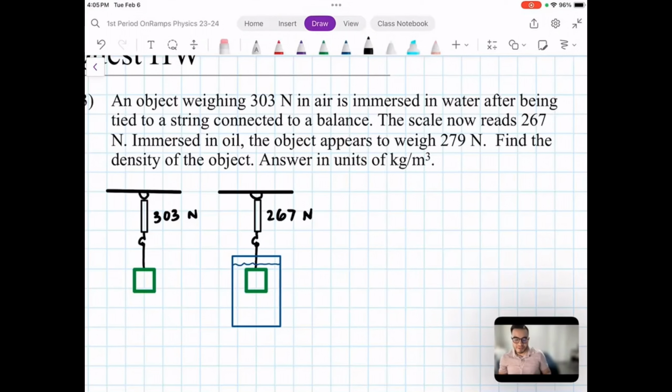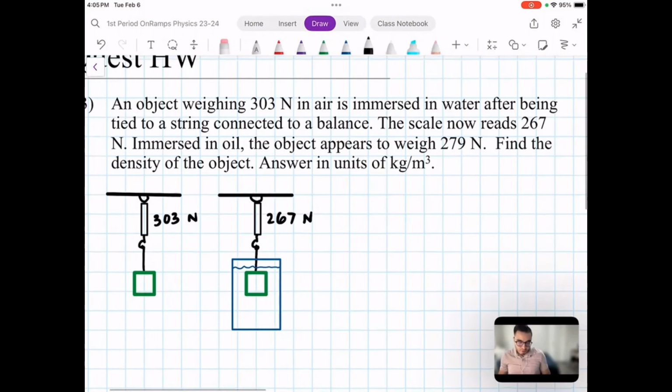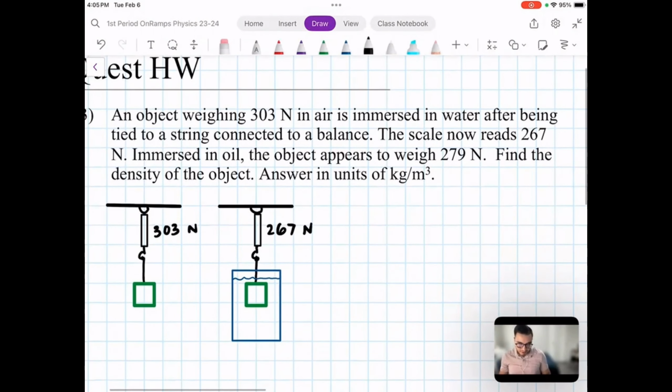Okay, guys, so this is the best way I found to have my iPad and a video of me within the same recording. This is quiz homework problem number 9, and it's about static fluids, buoyant force.